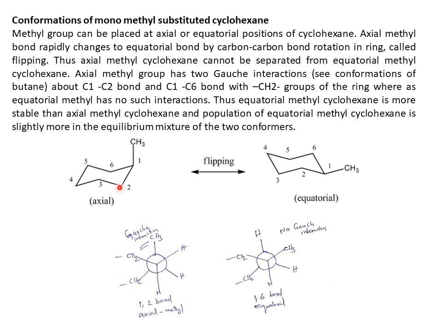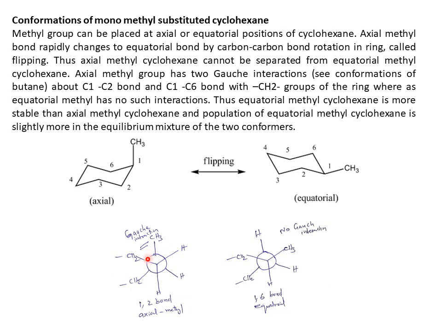If you look at the front carbon atom, the third CH2 group is drawn here, and there is an equatorial hydrogen atom drawn here, and there is an axial hydrogen atom also drawn here. This is the front carbon atom.